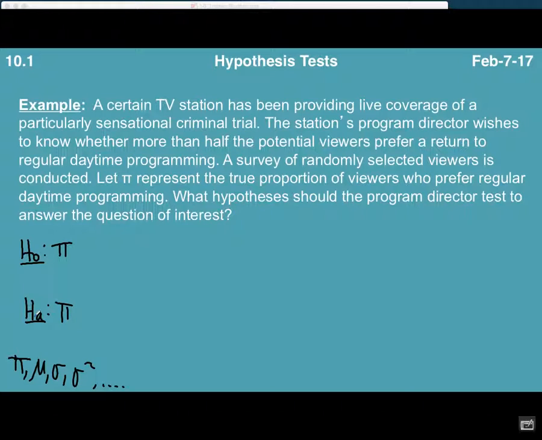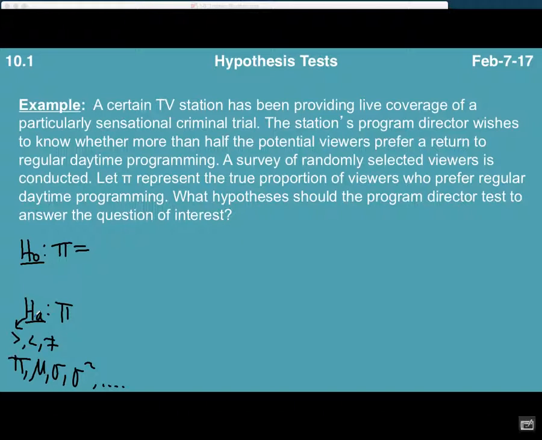Next thing you need to know, the null is always a statement of equality. So it's always going to be the parameter equals some number. The alternative is always a statement of inequality. So for the alternative, it can be greater than, less than, or not equal to.